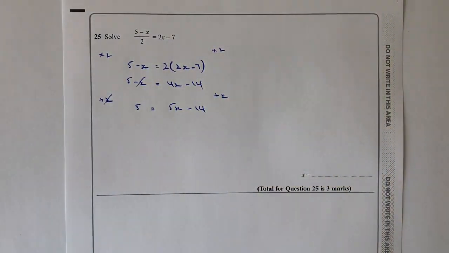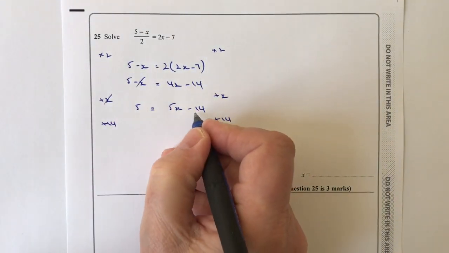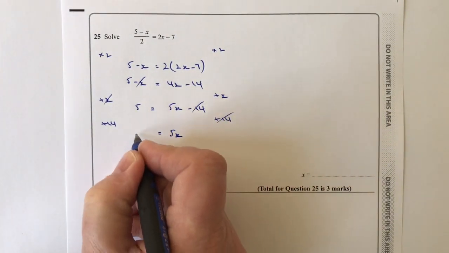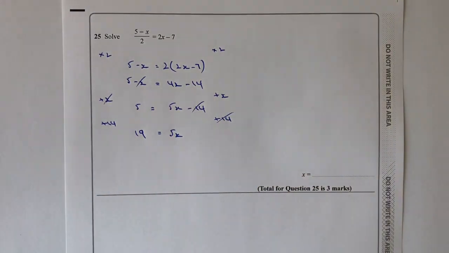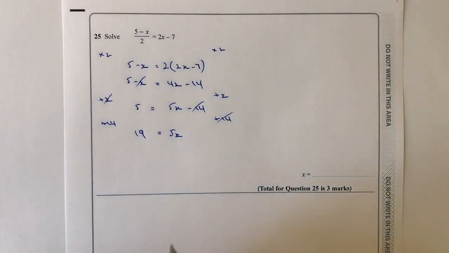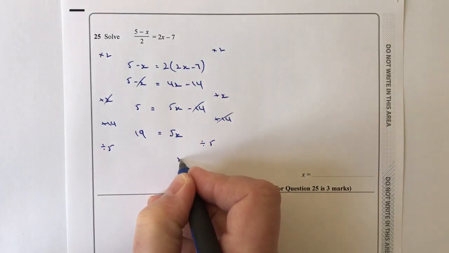Now I need to get rid of that minus 14, so I'm going to add 14 to both sides. That has the effect of getting rid of that. On the right hand side I get 5x, on the left hand side I get 19. So 5 lots of x are 19, so if I want to find one lot of x, I'm going to divide through by 5, and I would have x.